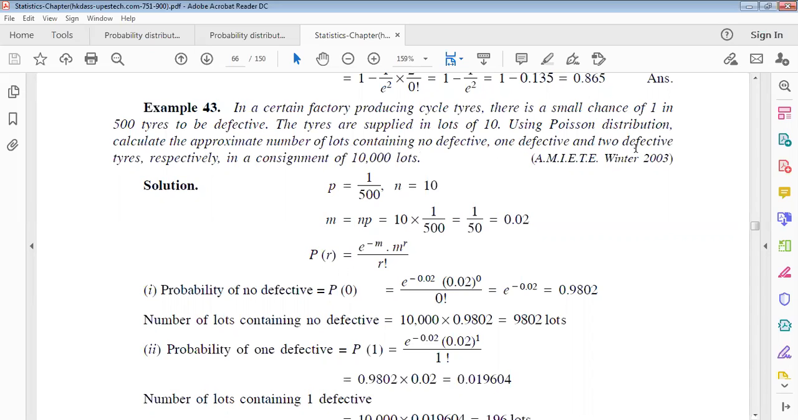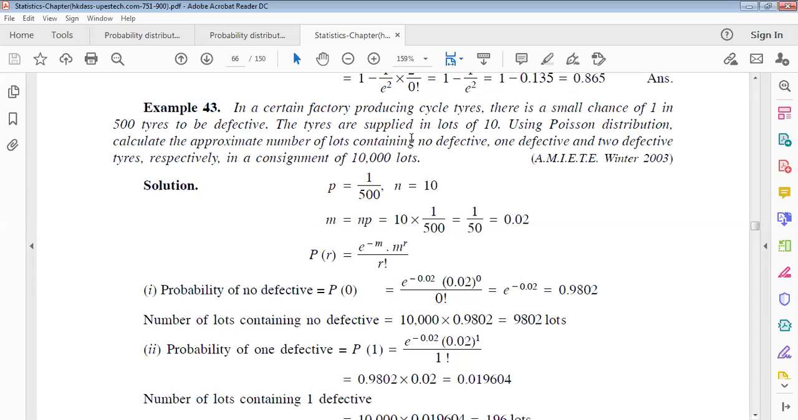We have to calculate the approximate number of lots containing no defective, 1 defective and 2 defective. That means no defective first case, 1 defective second case, and 2 defective third case respectively, in a consignment of 10,000 lots. Actually, there is a probability of one tire being defective out of 500. So probability of defective, what will it be? 1 by 500. Now n equals what? 10 is the total lots.